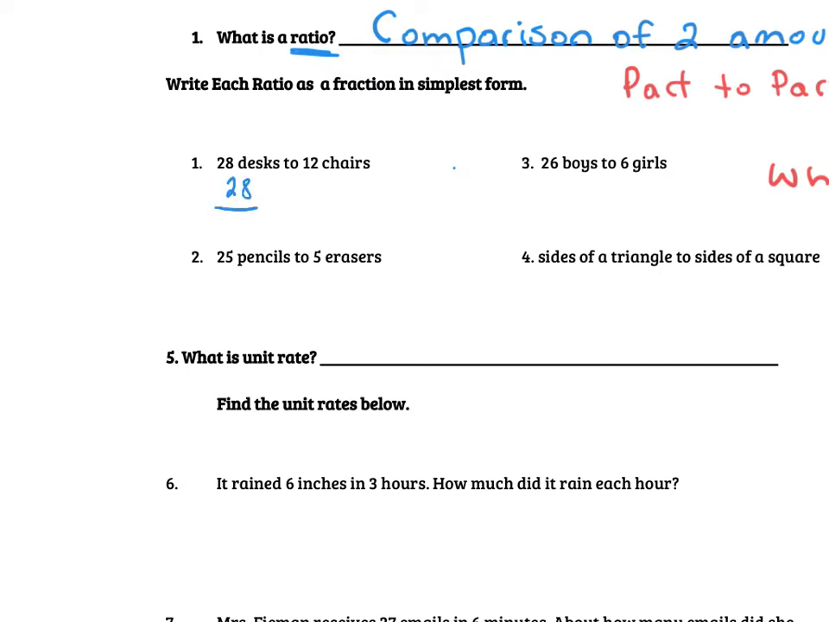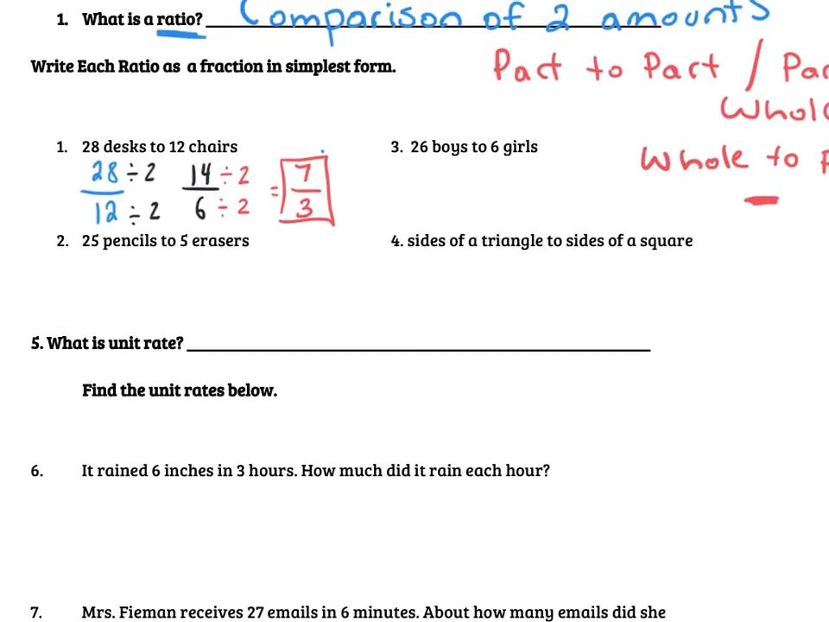28 desks to 12 chairs. Let's simplify that ratio. I know I can divide my top and bottom. You could have just started with 2, and we would get 14 over 6. And then I can divide again. You could have originally divided by 4 as well. You would get the same answer of 7 desks to 3 chairs. Let's check my next one.